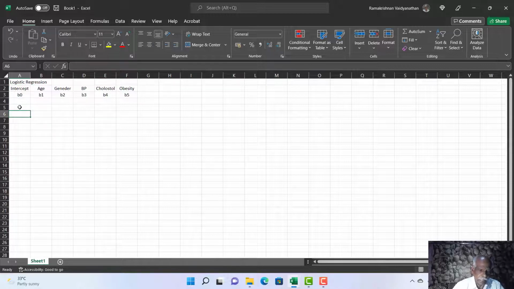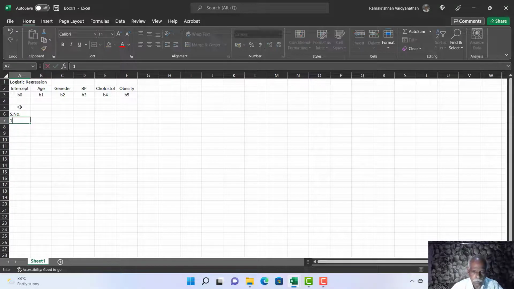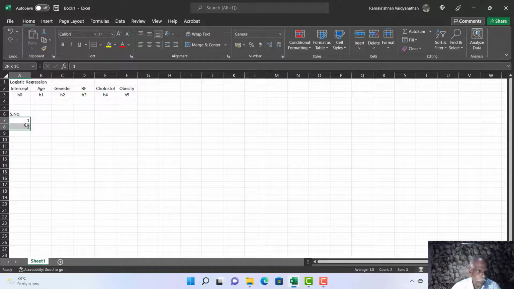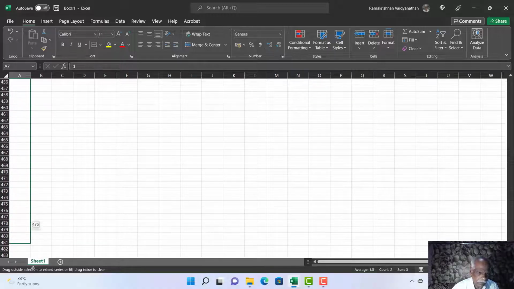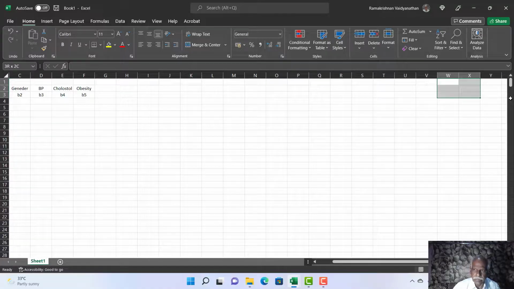First I will put a serial number. So I will have 1, 2, and then I will go up to say 1000 data. So I will go up to 500 data. Not 1000 data. Then age.